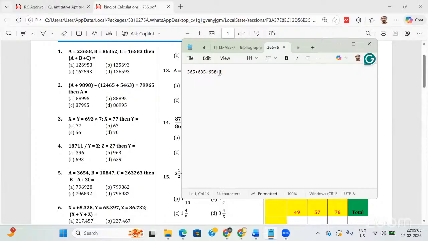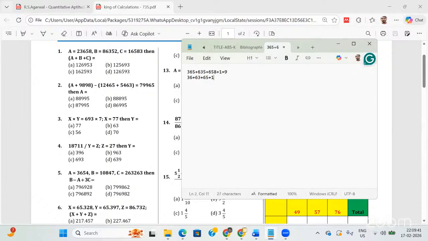Therefore, if I add them, 5 plus 5 is equal to 10 plus 9 is equal to 19. In this case, it is 19. Then we consider 36 plus 63 plus 65 plus 1 for the second item. In this particular place, it is 9.